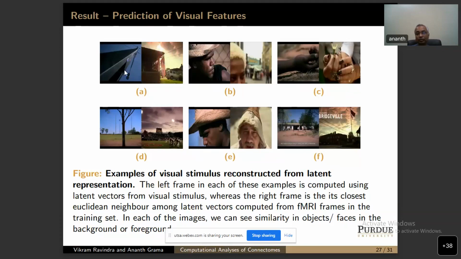So you see a building and some sky, and you see a building and some sky with something hanging. In fact, it even picks out what looks like a flag here. There's the face of a gentleman here, and you see the face of a gentleman here. You see somebody's hand, and you see somebody's hand from the training set. This is a sky and perhaps some trees, and the same thing. The gentleman wearing a hat again. This is some other gentleman with a head covering. A rural scene, and a rural scene.